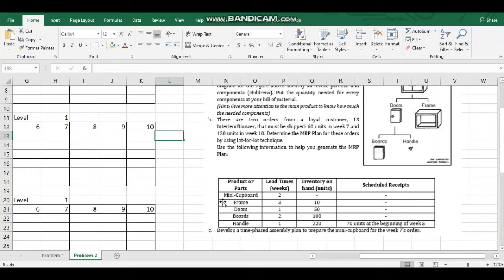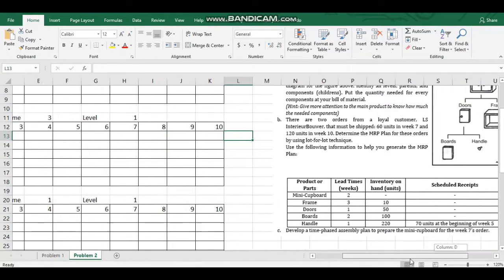It says that the mini cupboard has a lead time of 2 weeks, doors 1 week, boards 2 weeks, and handle 1 week. So we have the product or parts here, and then each lead time for each product, and then the inventory on hand in units. So we have info about the parts, each lead time, and each beginning inventory. And then we also have the info about the scheduled receipt. They have no scheduled receipt except for the handle. Handle has 70 units at the beginning of week 5.